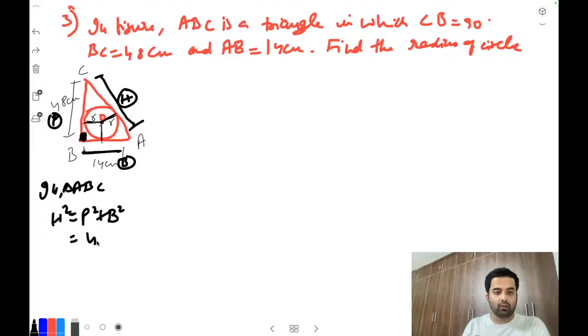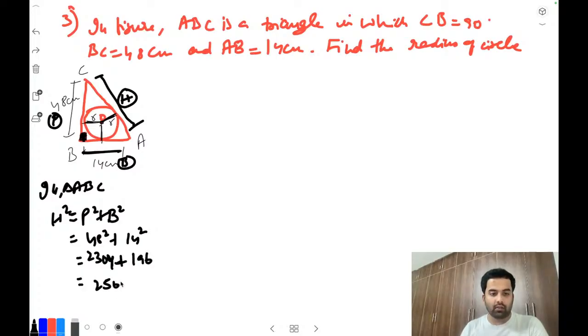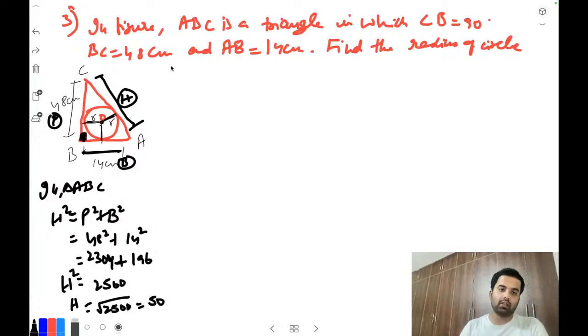Keep the value 48 square plus 14 square, and I'm doing directly here. It will be 2304, and this will be 196. Add it, you'll get 2500 as h square, and h becomes what? Under root 2500, answer becomes 50. So h value at least we got, 50 centimeter. Till here it is okay. Now next thing, we have to do some construction here.